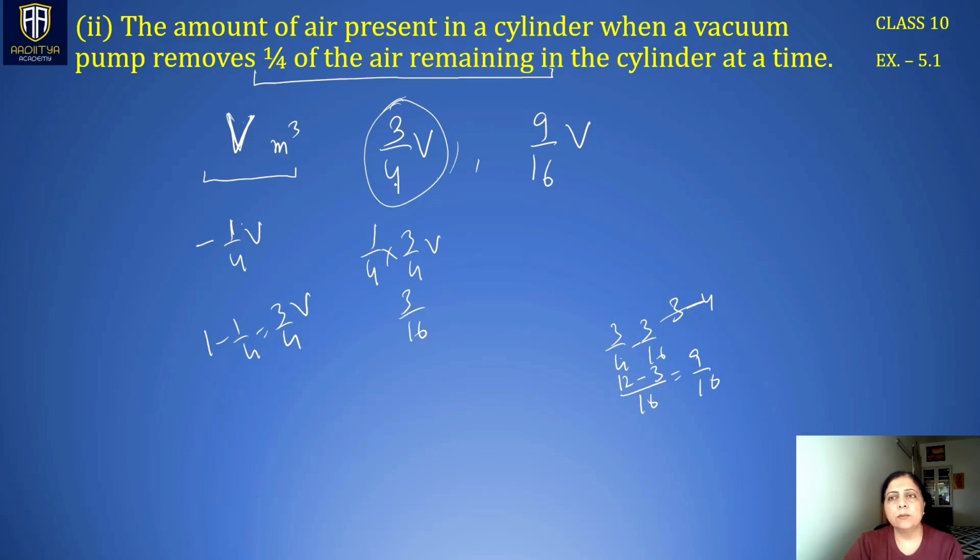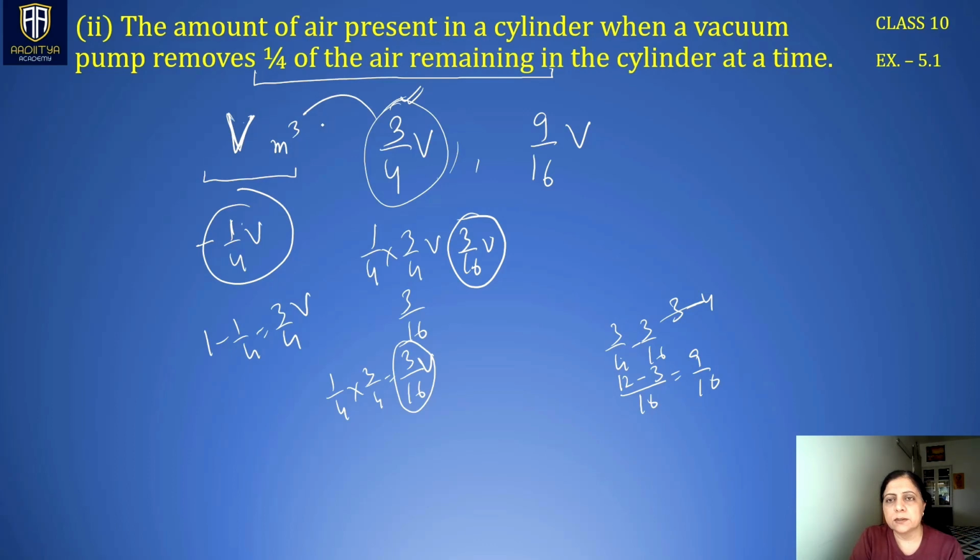In the second attempt, you have to take out 1/4 of this existing volume. That means 1/4 of 3/4. That is 3/16. So this is the amount that we have taken out, 3/16 of V. This is the second amount, 3/16 of V. So basically these are the differences. After taking out 1/4 V, we are left with this.